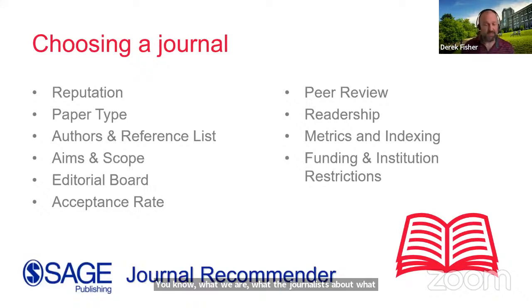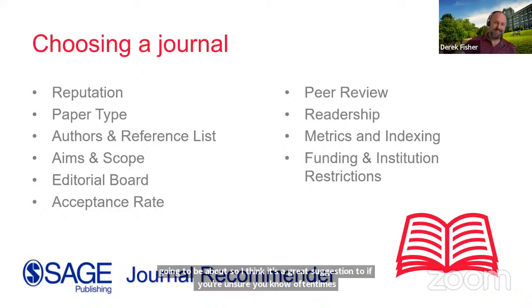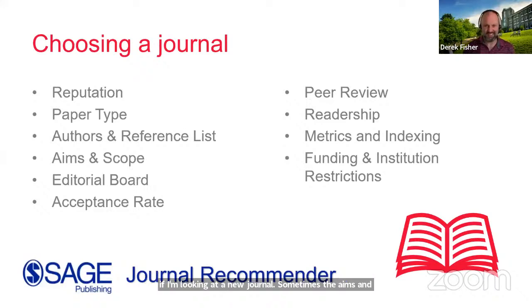So I think it's a great suggestion. If you're unsure, oftentimes if I'm looking at a new journal, the aims and scope statement itself is so dense as to not necessarily convey what it's about. So I will often do a little bit of a search, punch in some keywords related to my paper, and see if there are similar papers showing up in that journal. And if I'm seeing a ton of papers in a similar theme or using similar methodology, that to me is a really good sign.